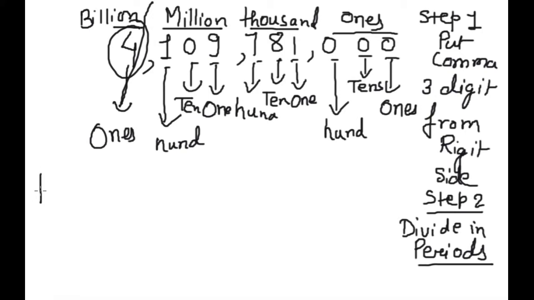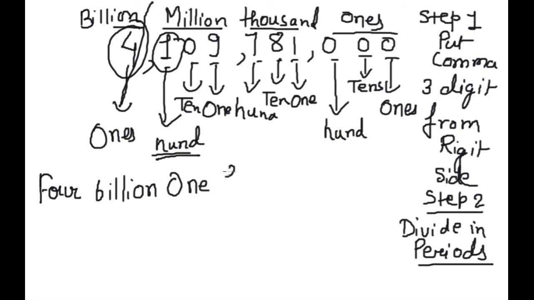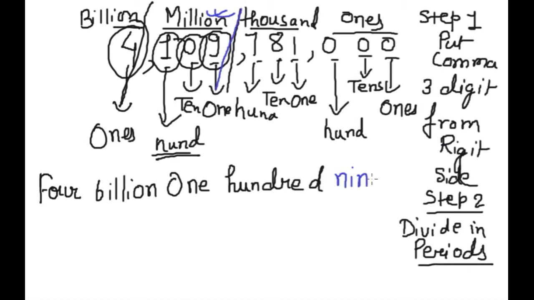So we will write 4 billion. Next period is million and this is 1 and this is 100. Here is 0 and here is 9. So 9 million. This period is over here, 9, so we will write 9 million.